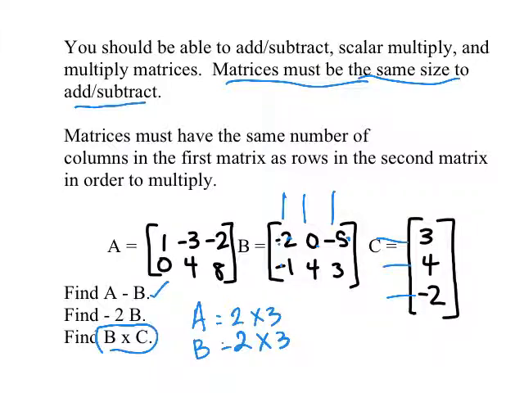And then C is 3 rows by 1 column. So we can't add C to A or B. You can always scalar multiply. That's just distributing in a -2. We're actually going to go through this exercise with these same matrices in a minute.